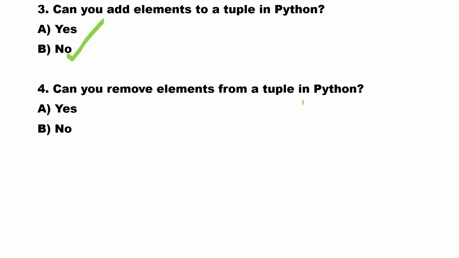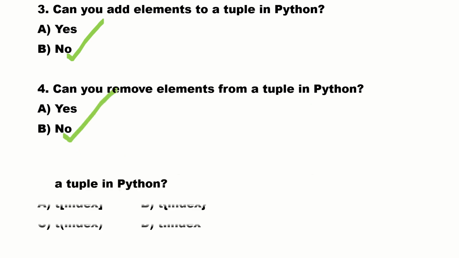Next one, can you add an element to a tuple? As already mentioned, you cannot change a tuple once it is created. So can you add an element to it? No, it is not possible. Similarly, you cannot remove an element from a tuple also, because once it is created, you cannot change the elements of a tuple. So this condition is also not possible.